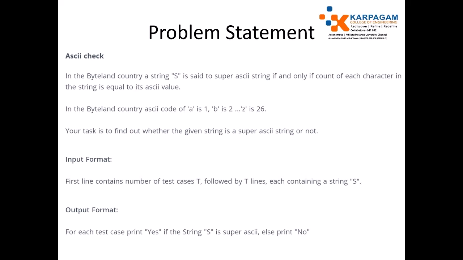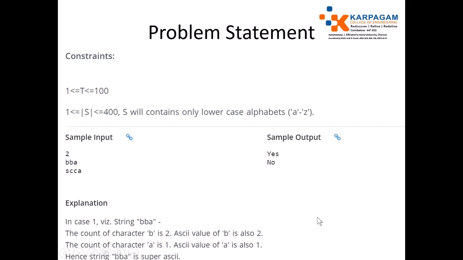Input format: the first line contains the number of test cases t, followed by t lines, each containing a string s. Output format: for each test case, print yes if the string is super ASCII, otherwise print no. For the given example, the number of test cases is 2 and the first string is BBA.